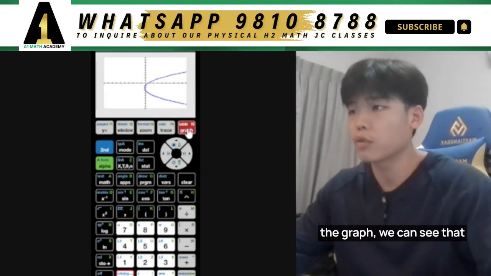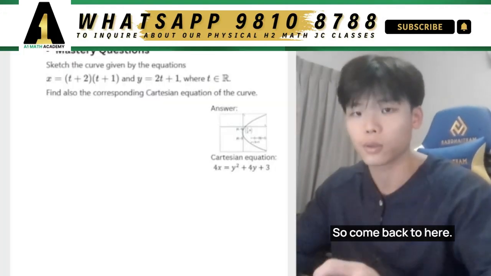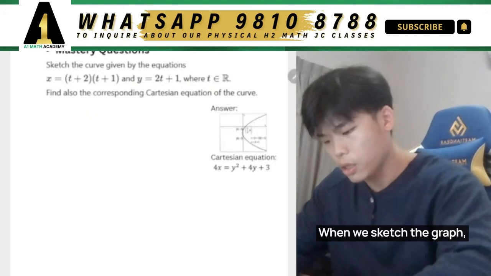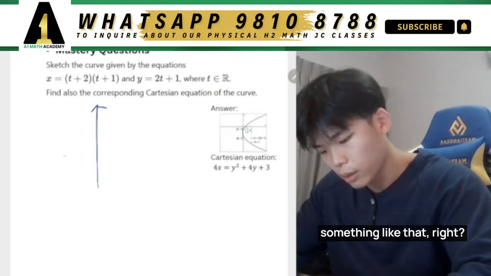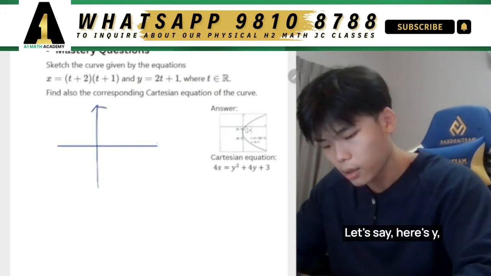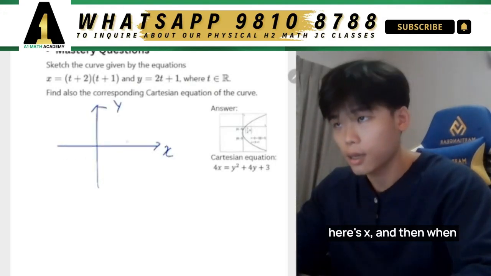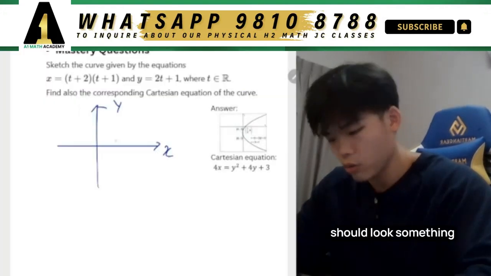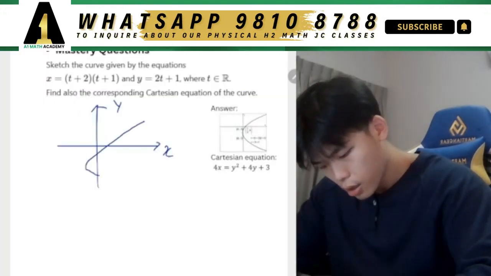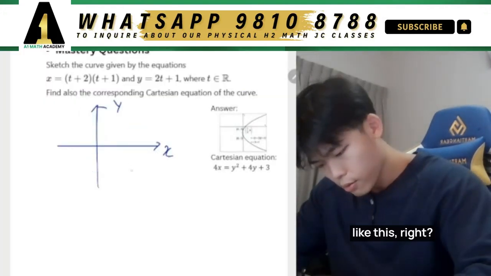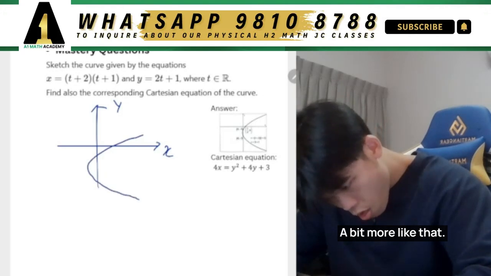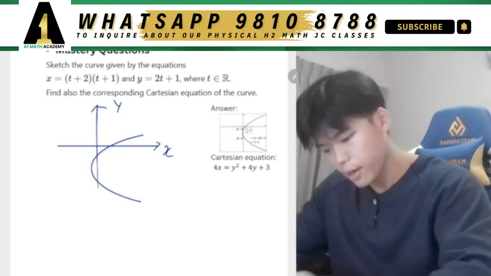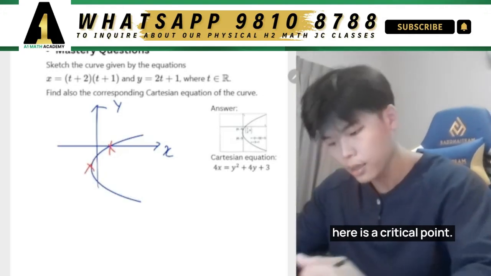So now when we sketch the graph, we can see that it looks like that, right? So come back to here. When we sketch the graph, it will look something like that. Let's say here's y, here's x, and then when I sketch the graph, it should look something like this, right? A bit more like that, whereby here is a critical point, and then here is a critical point.